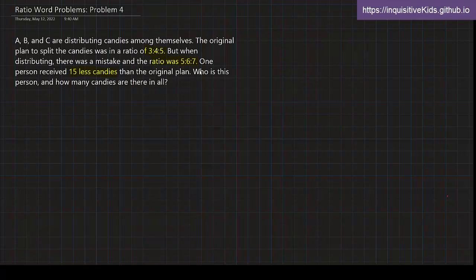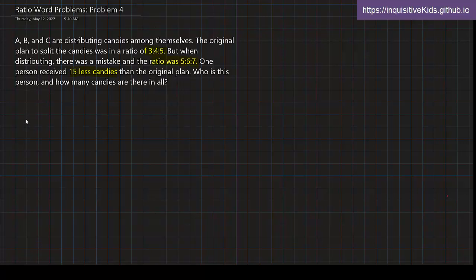And also when it says one person received 15 less candies, you also have to realize that if one person received 15 less candies, then somebody else must have received 15 more candies. So that's the type of thinking that should be popping up in your head when you read this problem. Let's first write down what we know.